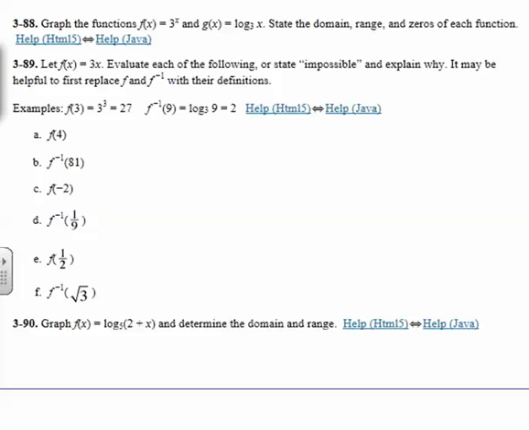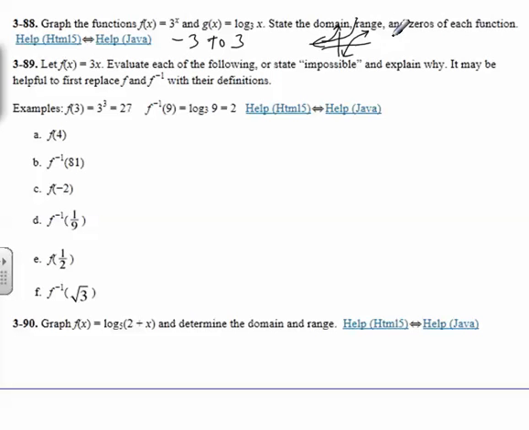88, we need to graph this exponential function and this logarithmic function. So in order to do that accurately, make a table for each of them going from -3 to +3 and plot the points. You should see that one of them goes like that, the other one goes like that. And then state the domain and the range and the zeros of each function.